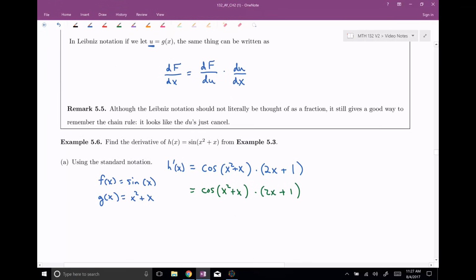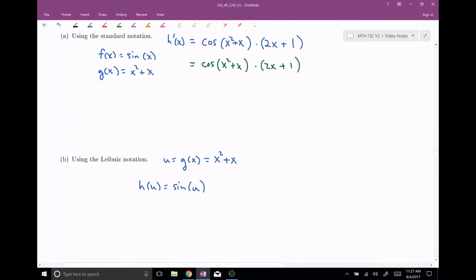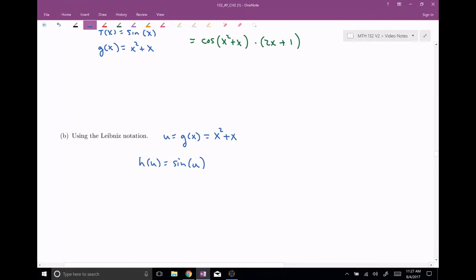Okay, so in our particular one, since we don't have a capital F, we have an h. We want the derivative of h with respect to x. So it's going to be the derivative of h with respect to u times the derivative of u with respect to x. So I want the derivative of h with respect to u. All right, so here is h of u. Let's take its derivative with respect to u.